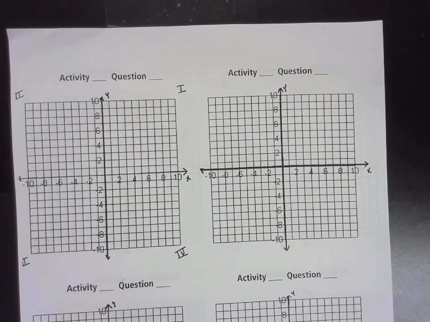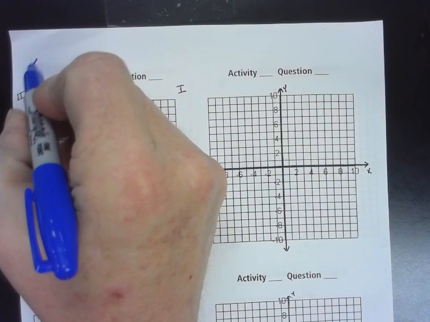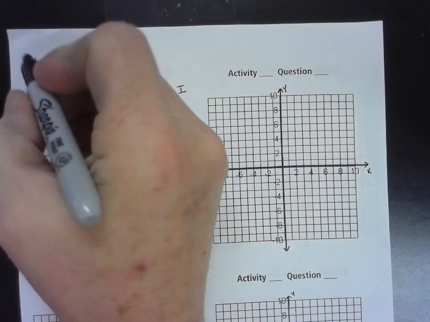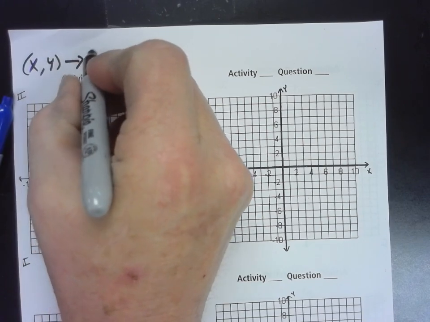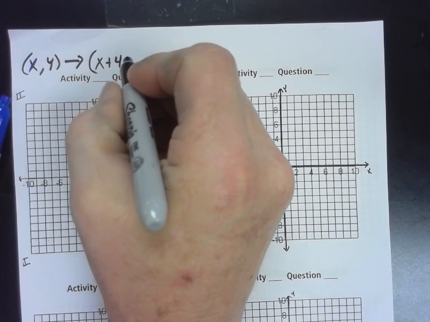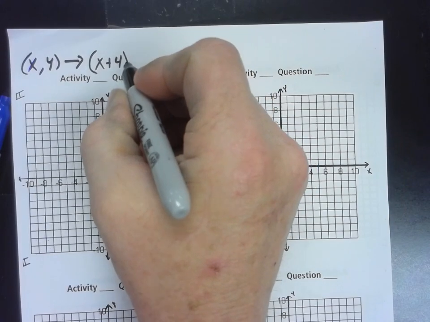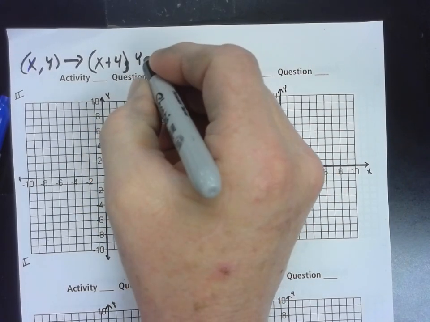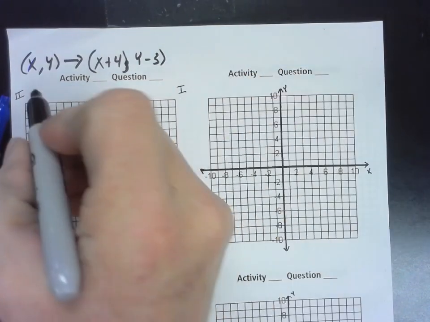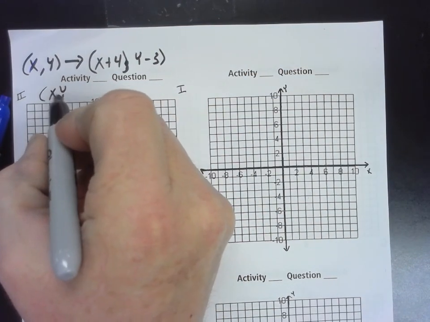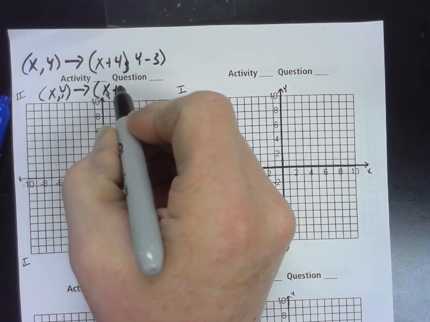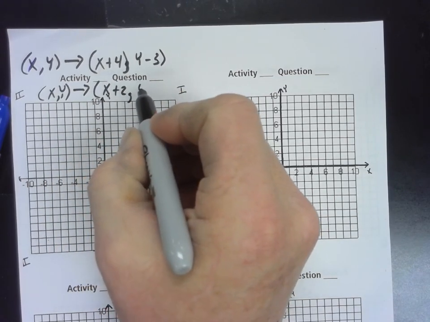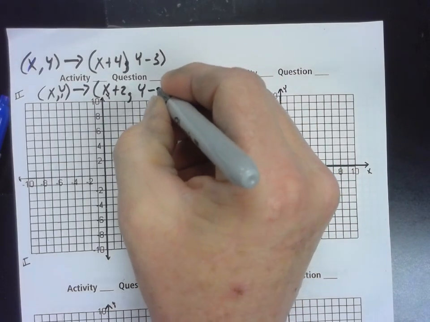So there'll be two rules, something like (x, y) is mapped onto (x plus 4, y subtract 3), and then (x, y) is mapped onto (x plus 2, y subtract 5).